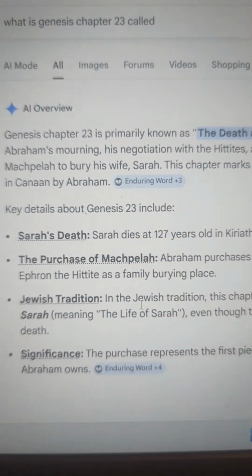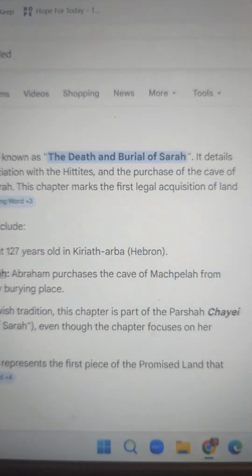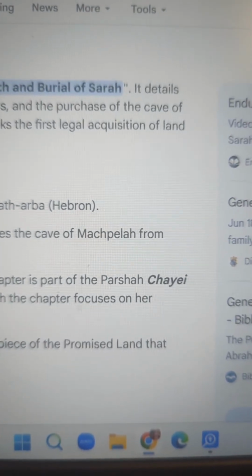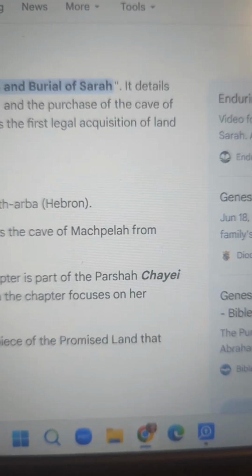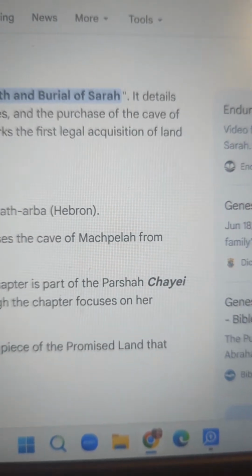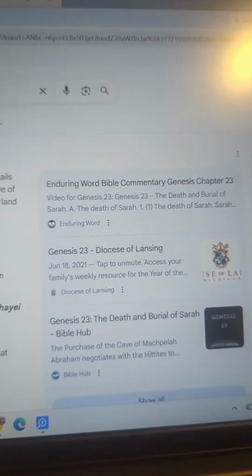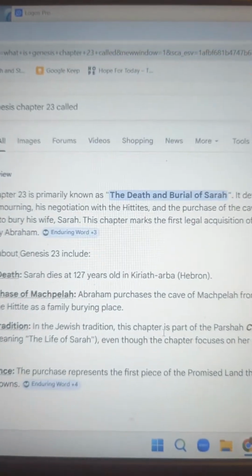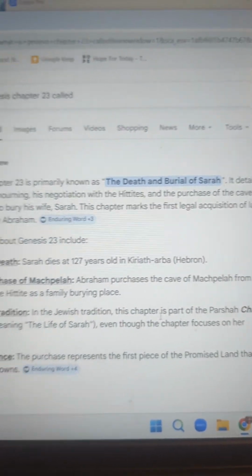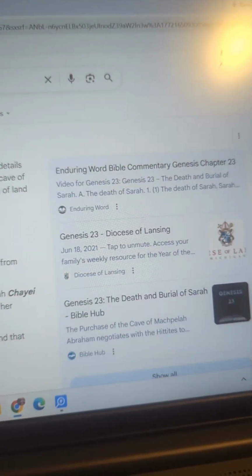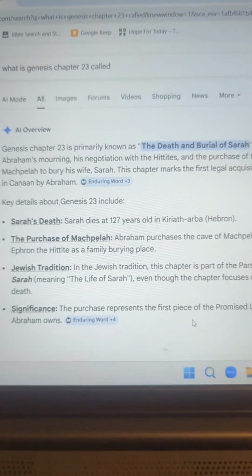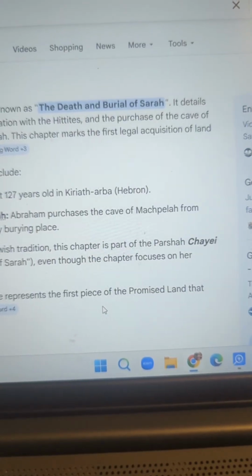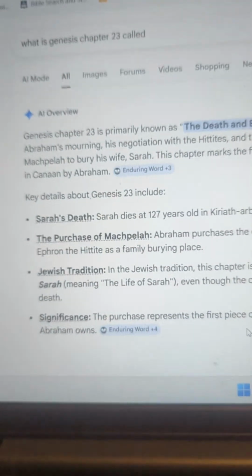In Genesis chapter 23, in the Jewish tradition, this chapter is part of a parashah. I don't know how to pronounce that, and I don't know how to pronounce that either. So let's find out. It means basically the life of Sarah, right? The life of Sarah, even though this focuses on her death. Its significance is that it represents the first piece of the promised land that Abraham actually owns.